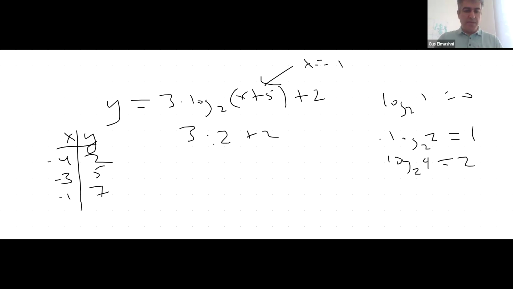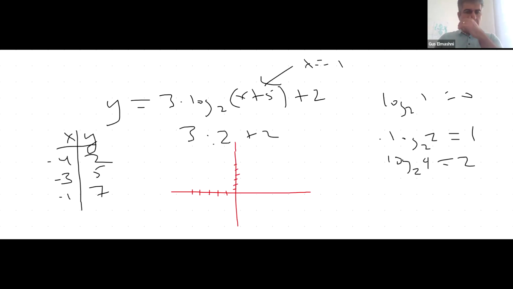Switch colors so we have a different color to work with. Great. Okay. So let's see here. 1, 2, 3, 4, 5. 1, 2, 3, 4, 5, 6, 7.